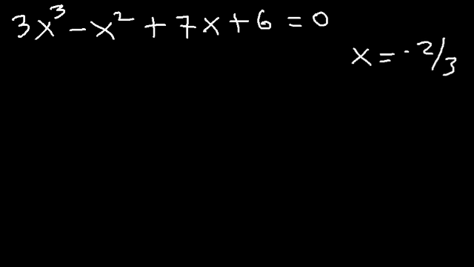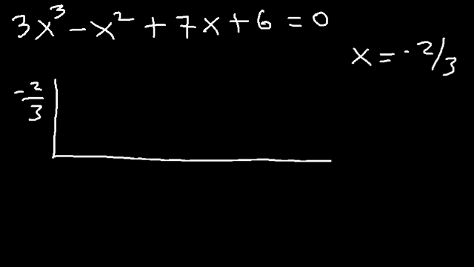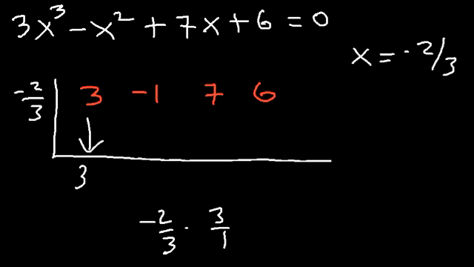So now let's use synthetic division. So the coefficients are 3, -1, 7, and 6. Now let's bring down the 3. So what is -2/3 times 3? The 3's will cancel. 3 divided by 3 is 1. So this is simply -2. Now let's add -1 plus -2. That's -3.